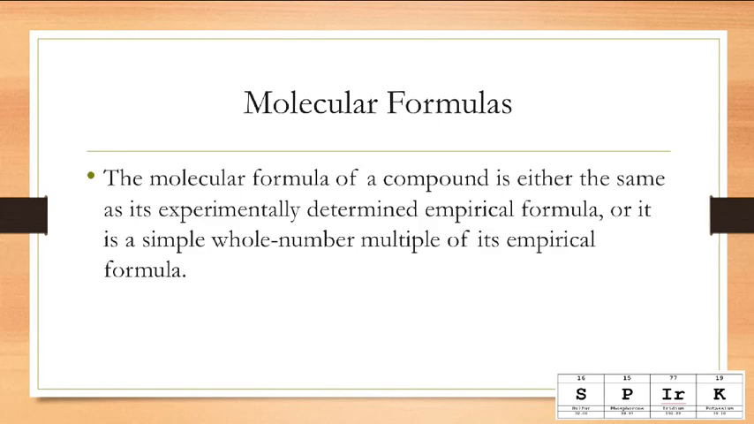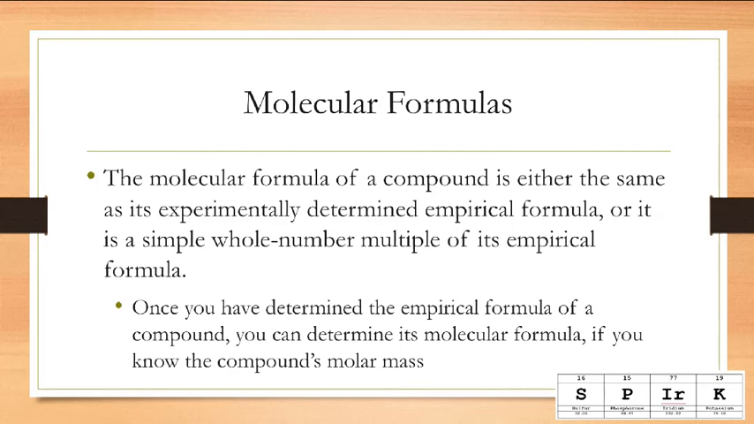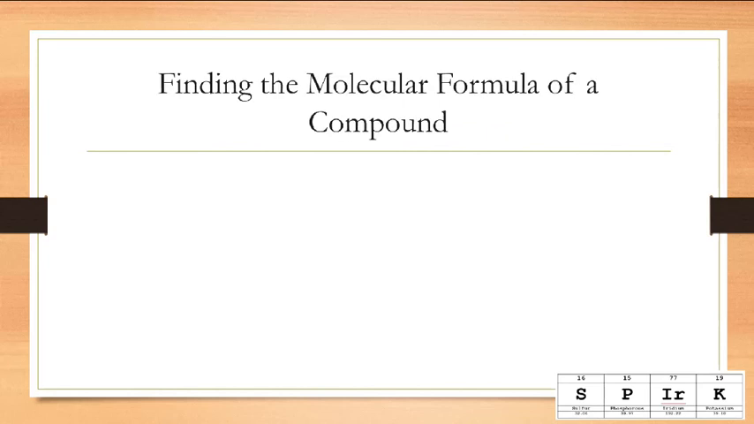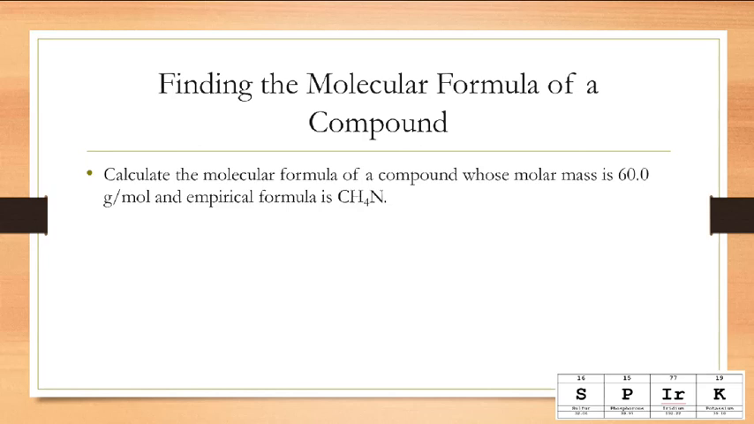The molecular formula of a compound is either the same as its experimentally determined empirical formula, or it is a simple whole number multiple of its empirical formula. Once you've determined the empirical formula of a compound, you can determine its molecular formula if you know the compound's molar mass. So let's find the molecular formula of a compound whose molar mass is 60.0 grams per mole, and empirical formula is CH4N.